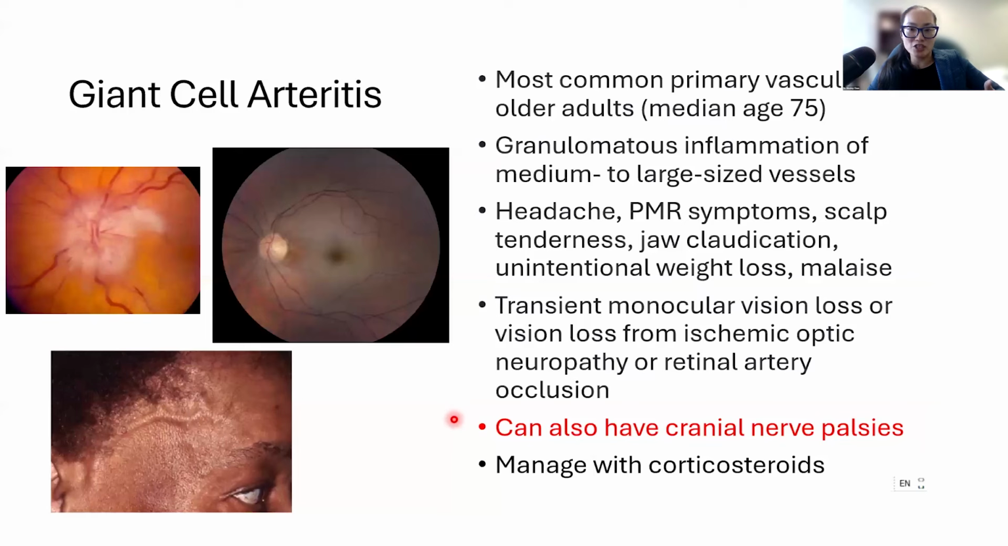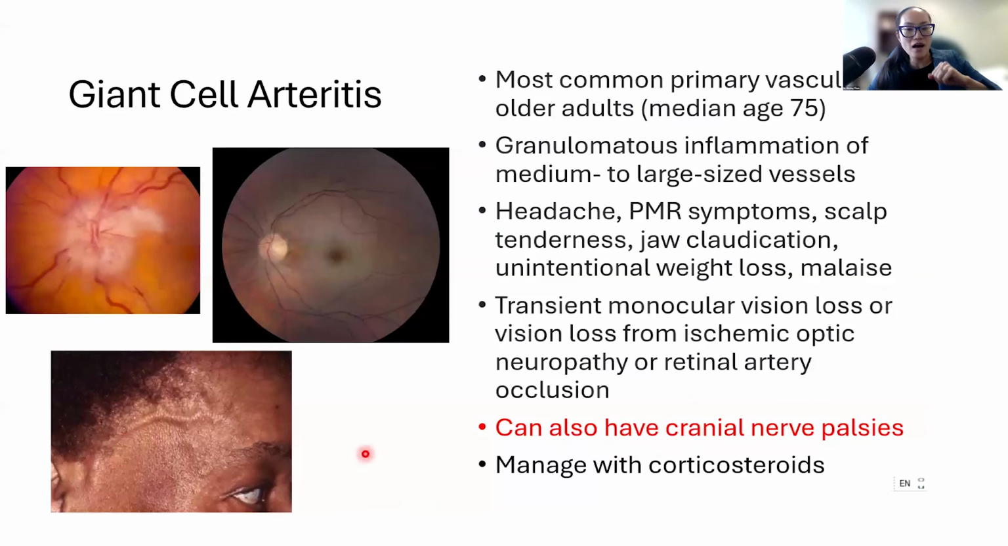As you know, on pathology, it's a granulomatous inflammation of any of the medium to large size vessels, and classically they'll have headaches, PMR symptoms, or joint pains that are getting worse, scalp tenderness, jaw claudication, they're losing weight, they don't look good, they don't feel good. And I know we always think about giant cell arteritis when there's transient monocular vision loss. There's an arteritic CRAO or an arteritic anterior ischemic optic neuropathy. But don't forget, the cranial nerves also need to be supplied by some of these medium-sized blood vessels, and you can get cranial nerve palsies with giant cell arteritis.